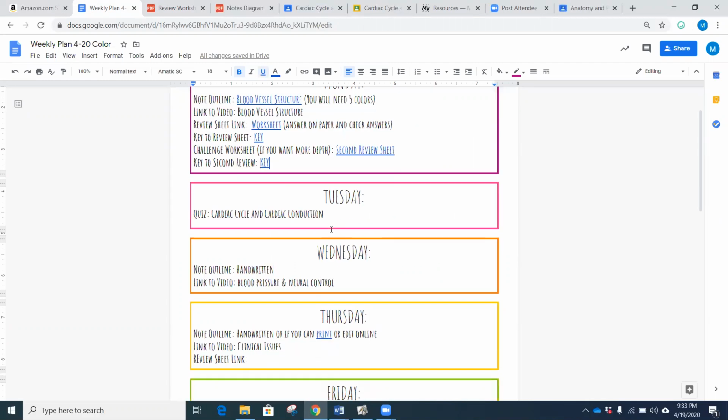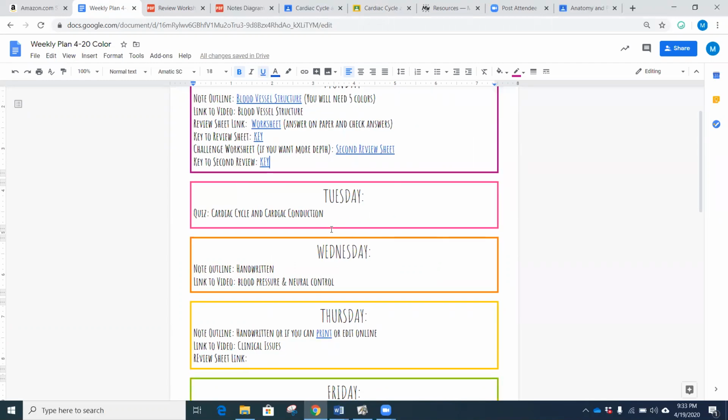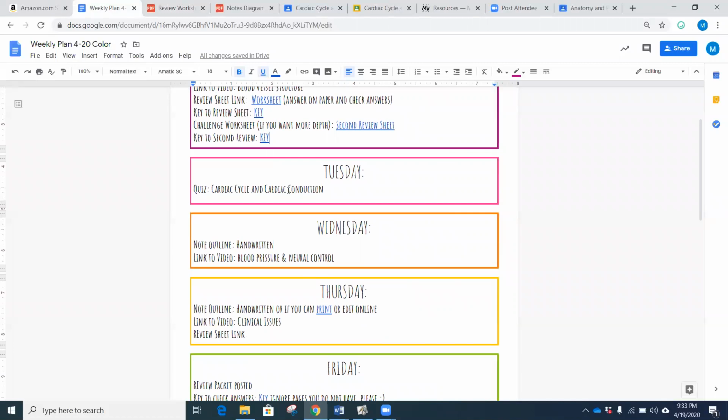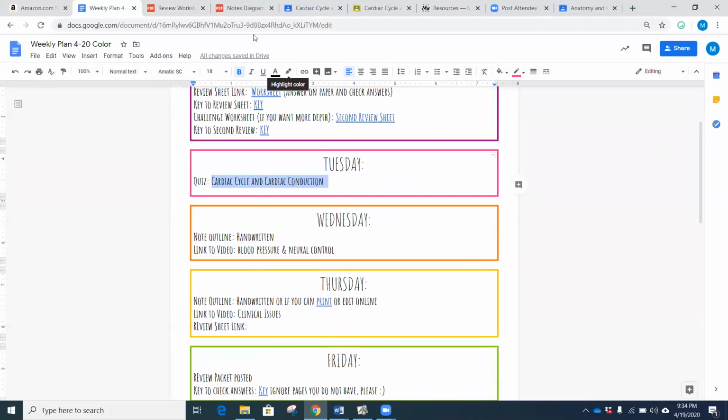This is very similar to what we would have had on our unit plan in the classroom, but everything is just interactive now, which I really like. And then it'll update automatically. So I haven't made the quiz for Tuesday yet. When I do, then I'll just scan this in and link it to the words cardiac cycle and cardiac conduction. And then on Tuesday, you'll be able to click on it and take the quiz.